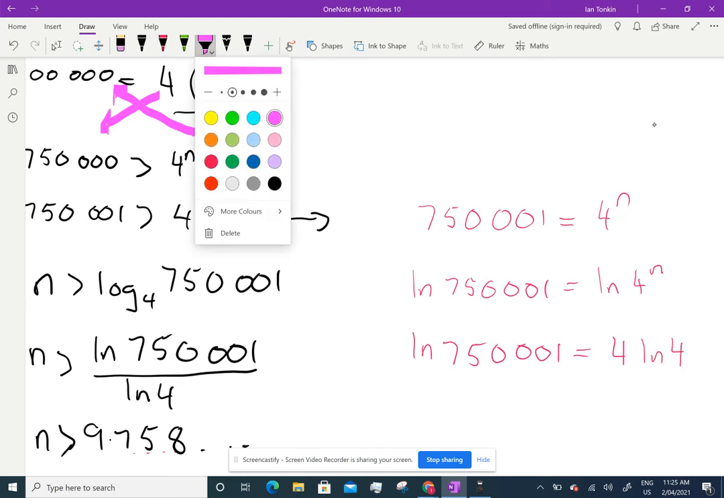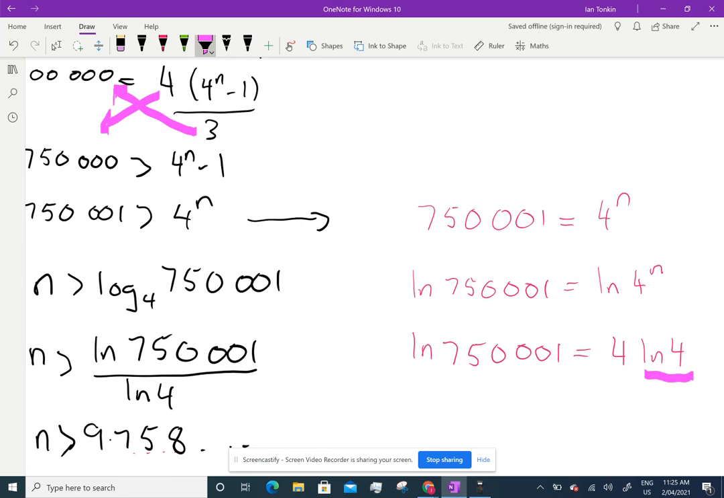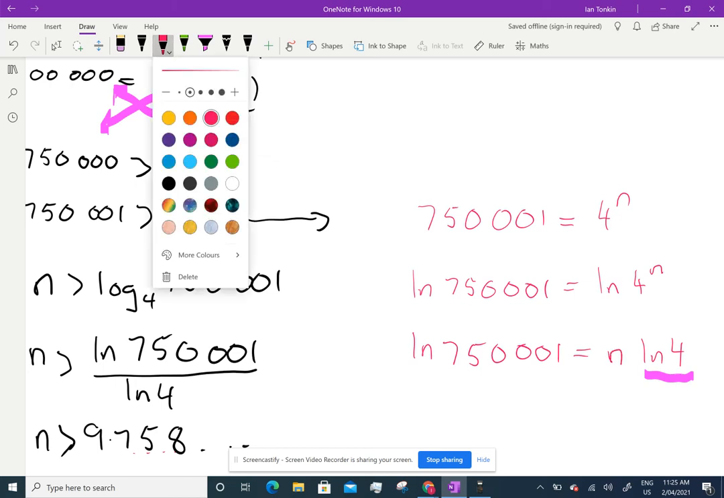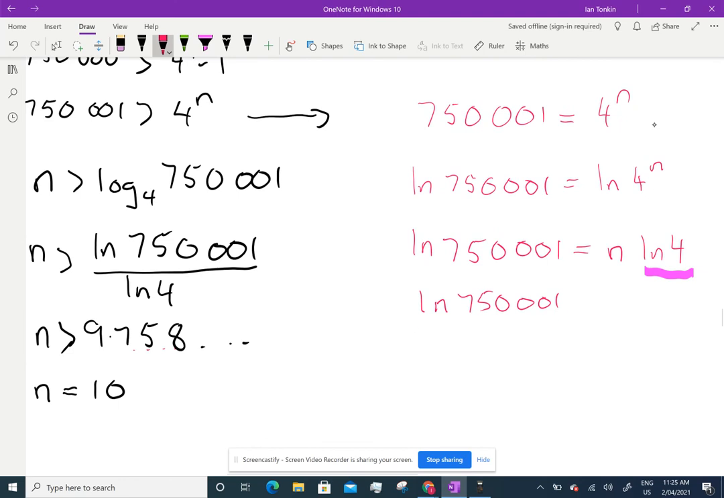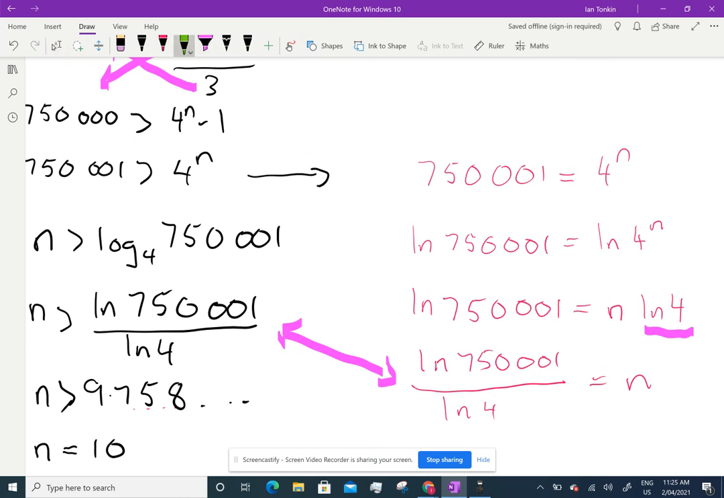And then you realize that ln of 4 is just a number. Oh, sorry, I wrote 4 to n. That n comes down the front. And then you divide by that ln of 4. So you get ln 750,001 over ln 4 equals n. The end result is the same. See, it's just the same. But a lot of people find this method a lot easier to do.